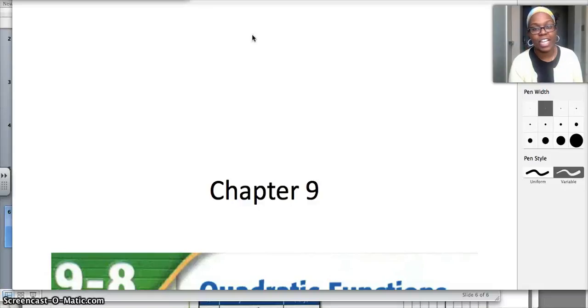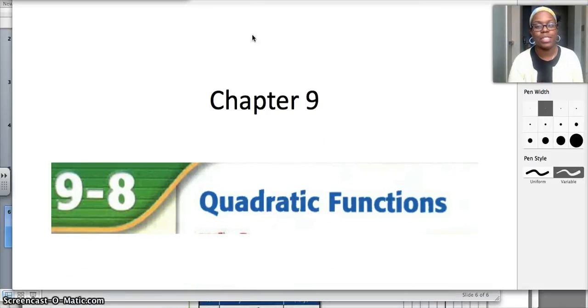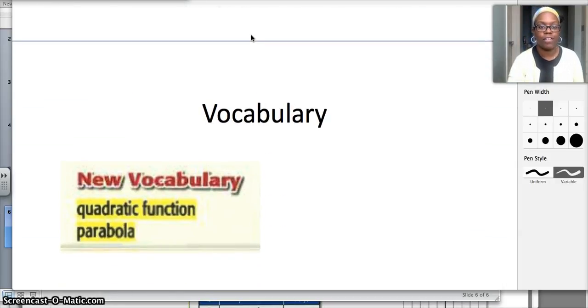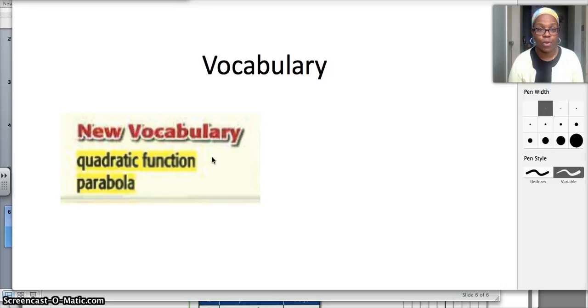Hey guys, one more section to go after this. We are still in chapter 9, and what we're going to do is take a look at one of those nonlinear functions called a quadratic function. So a couple things you need to know about quadratic functions. The first, let's talk about our vocabulary.